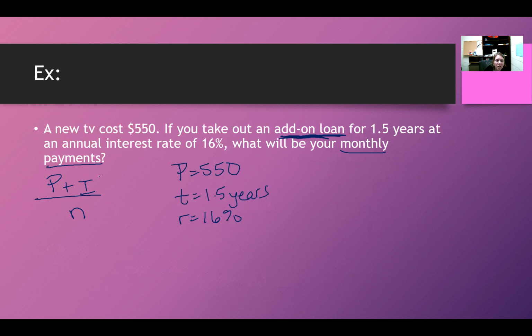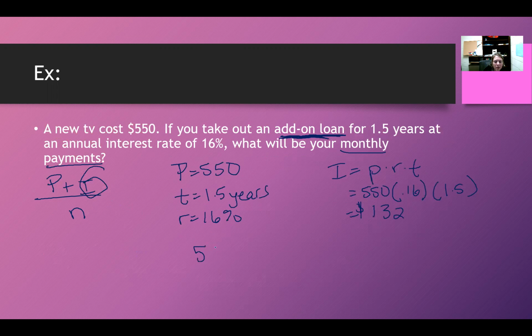Again, the first thing we need to do is find that interest. Remember, interest is P times R times T. So we just fill it in: 550 times 0.16 times 1.5 years. I'm going to enter that in the calculator, and we get $132. So that's the amount of interest, and now we can fill in our add-on formula.